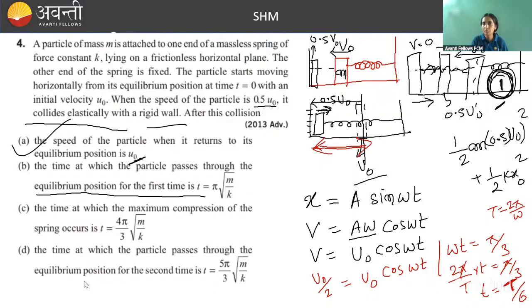So overall time will be T by 3, right? And is it T by 3? Which question is it? The time at which the particle passes through equilibrium position for the first time. So how much will the time period be? 2 pi root m by k. So this is basically T by 2. This is T by 2, right? Our answer is T by 3. So this cannot be correct. So this has to be wrong.